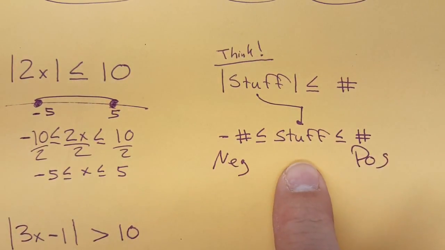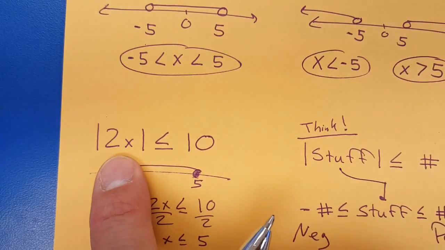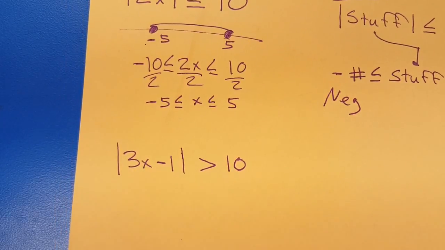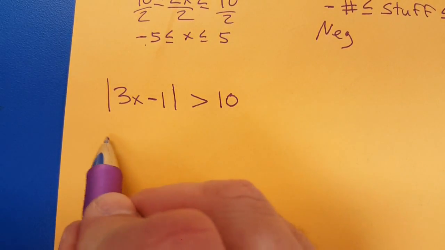And stuff in the middle, whatever the stuff may be. Sometimes it's just a single variable. Sometimes it's the 2x. Sometimes it could be more than just one thing. So here we go. Let's solve this one. So this is a greater than. All right, so what do you think about a greater than?